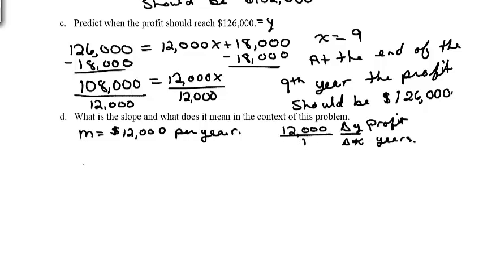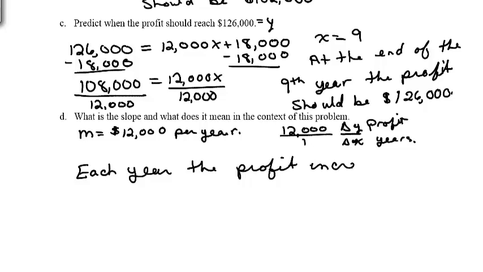So each year, the profit, and because this slope is positive, the profit is increasing, so the profit increases by $12,000. Okay.